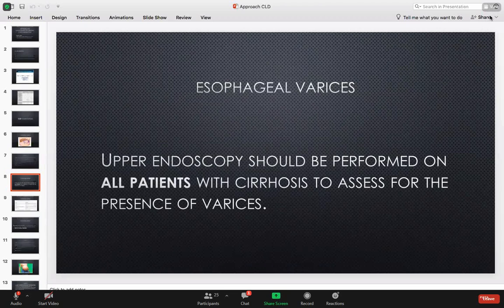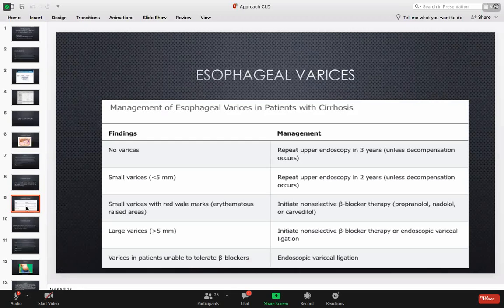So upper endoscopy should be performed in all patients with liver cirrhosis to assess for the presence of varices. This is a general rule. So we do it for screening. What to do with the finding is as follows, okay?